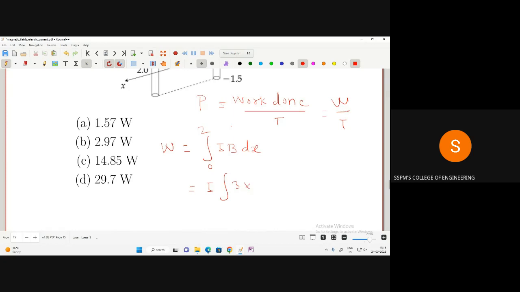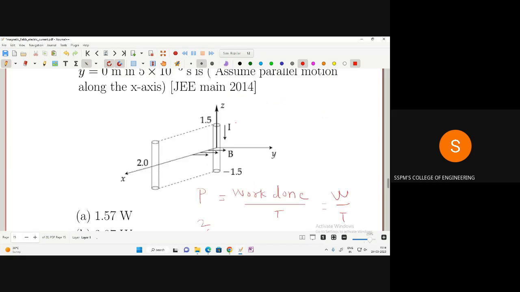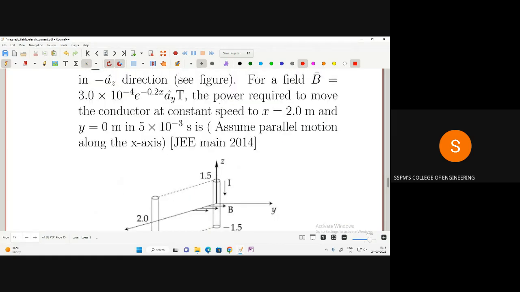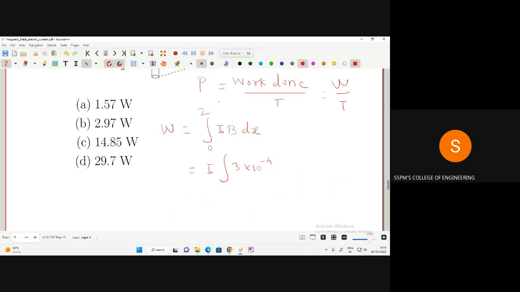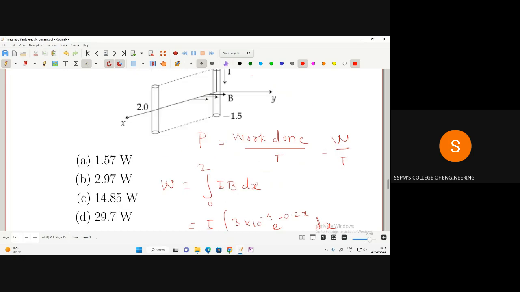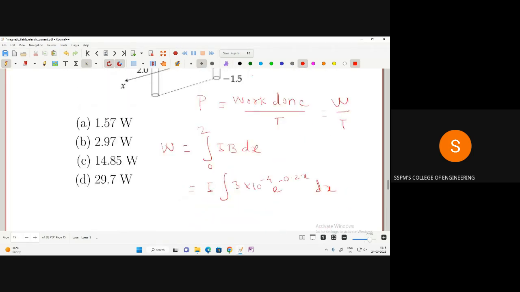3 into 10 to the power minus 4 into e to the power minus 0.2x dx आणि लेंथ ऑफ कंडक्टर पण तुम्हाला द्यावं लागणार. तर लेंथ ऑफ कंडक्टर इज एल. एल पण पाहिजे तुम्हाला. एल किती आहे? लेंथ ऑफ कंडक्टर इज 3. The length of conductor is 3.